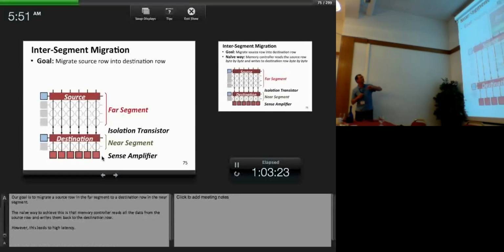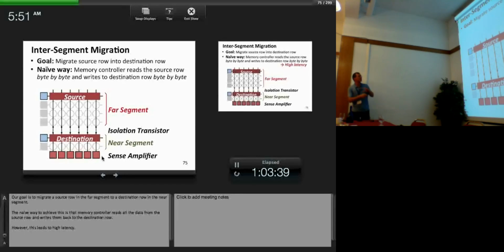Okay, let's take a look at how you efficiently migrate data. If you want to cache one row from the far segment into the near segment, we'd like to migrate that source row into the destination row. In today's memory systems, you do this through the memory controller. Basically, the memory controller reads the source row byte by byte, or 64 bits by 64 bits, and writes to the destination row byte by byte.